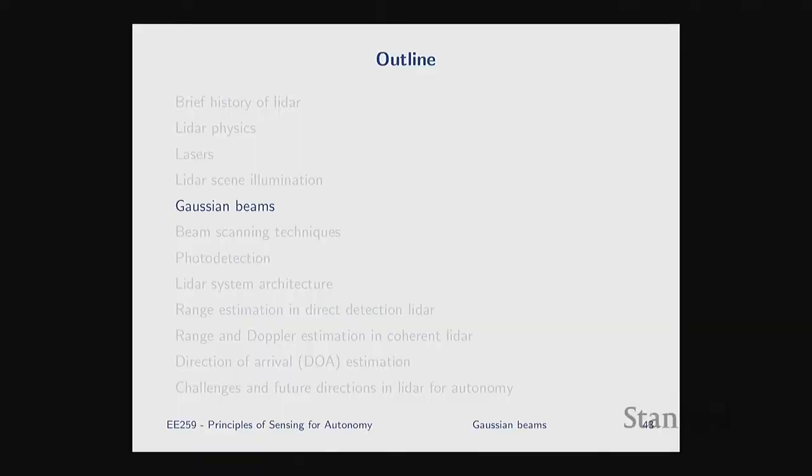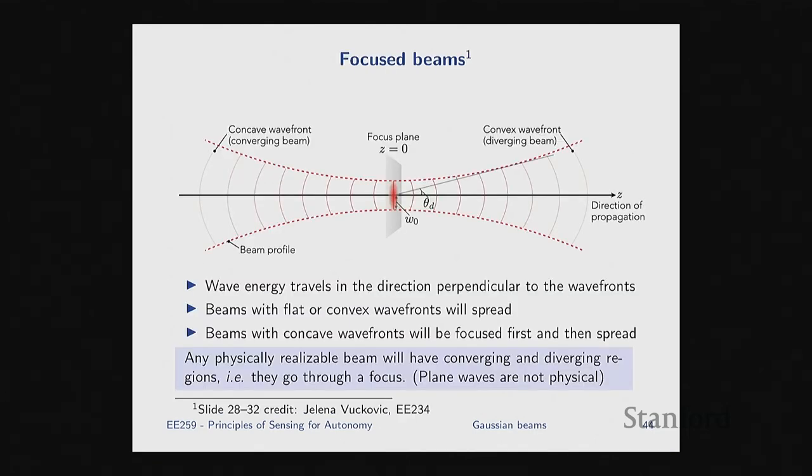Okay. Next topic is, when it comes to the scanning LiDAR, which is a more common type of LiDAR to use for autonomy, we need to talk about the type of collimated beams that come out of the lasers. We need to talk about the physics of those and what happens to them as they propagate. So that's the topic of Gaussian beams that we're going to talk about next.